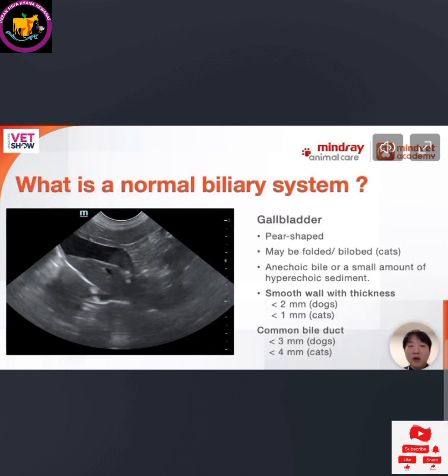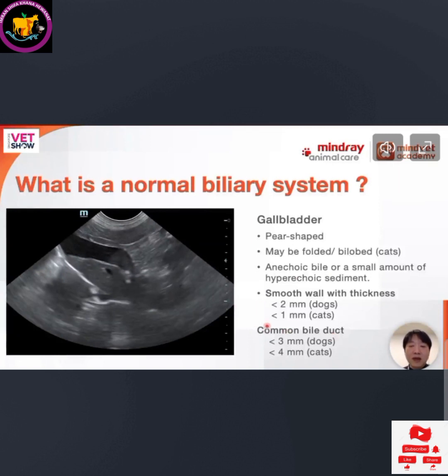And what is a normal biliary system? For the gallbladder, it normally appears as a pear-shaped structure. However, in some cases, the gallbladder may have a fold or bilobed appearance, dogs, and 1 millimeter in cats.